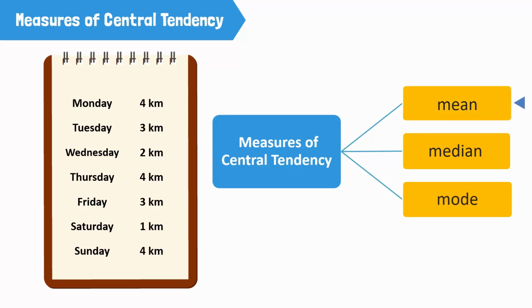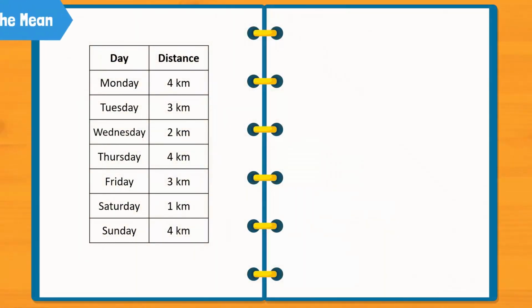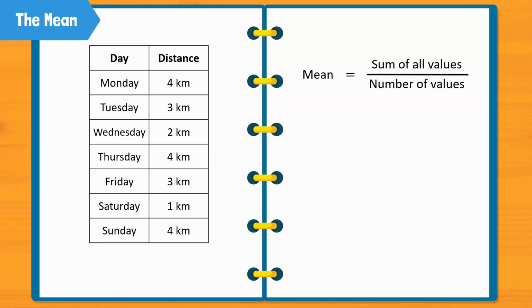This is probably the most popular type of central tendency and is denoted by the simple symbol called X bar. To find the mean, we simply find the sum of all the values and divide it by the number of values. To find the mean for this data set, find the sum of all the values. This is equal to 21. Next, count the number of values we added. The whole week consists of 7 different distances, so the total number of values is 7. 21 divided by 7 is equal to 3, hence the mean for this data set is 3 kilometers.